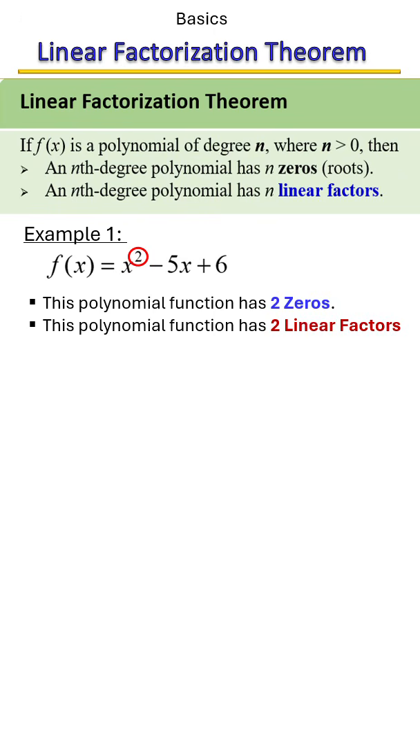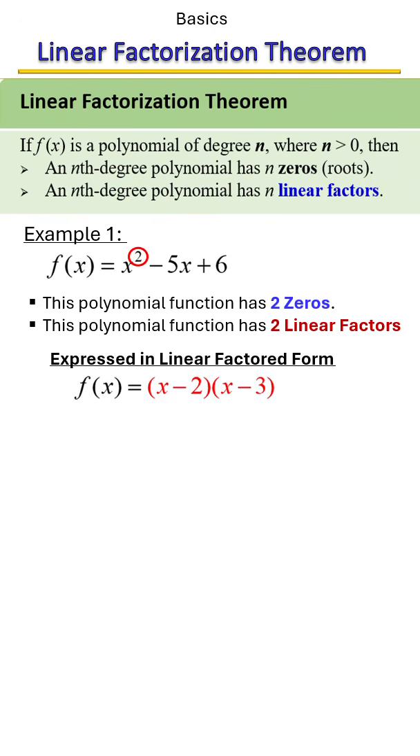Now to write that in linear factored form, I'm going to go ahead and factor this trinomial. And this is what it factors into. And notice that I have 2 linear factors. Linear factors is when you put your x's back in as x plus something or x minus something.